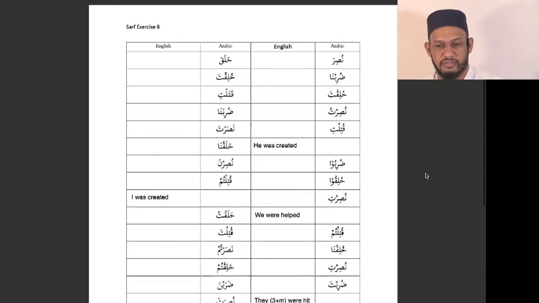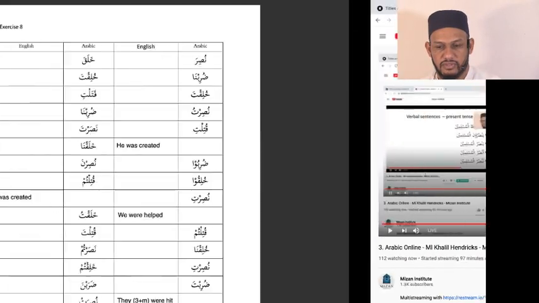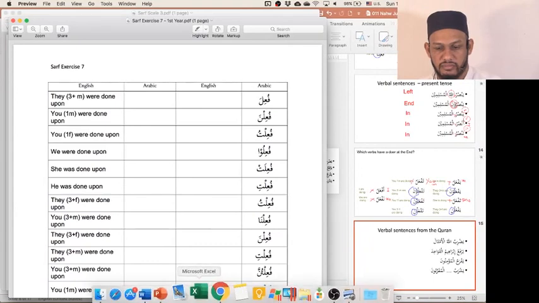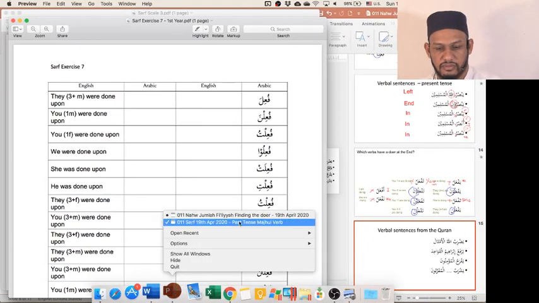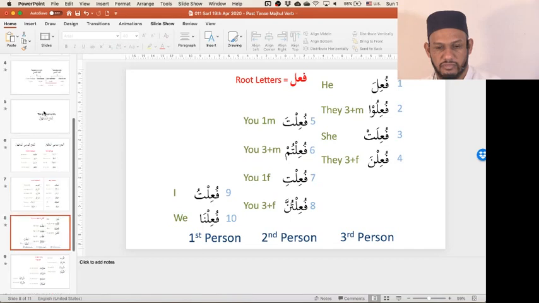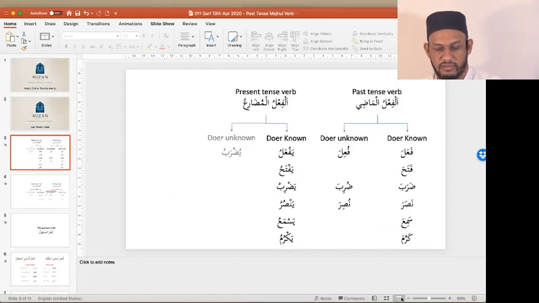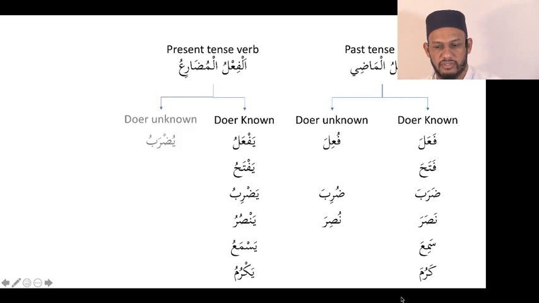It's going to be good practice for you. So two things for homework for Sarf. Number one, the recording we sent you and the first slide I showed you. Make sure that you're able to say all of these scales smoothly from memory, inshallah, as we sent you in the recording. Homework number two is be sure to do worksheet number 8.